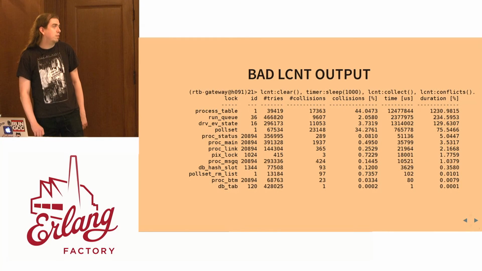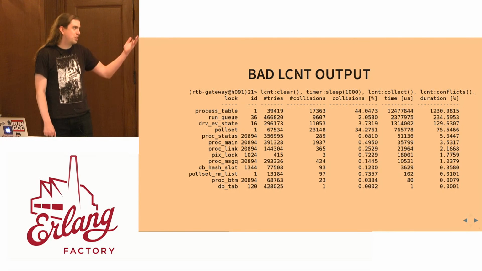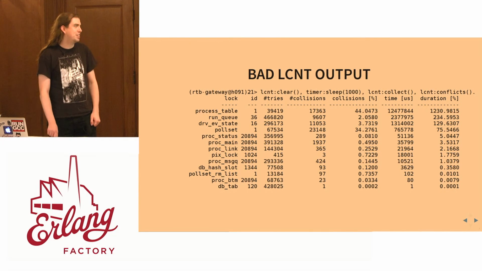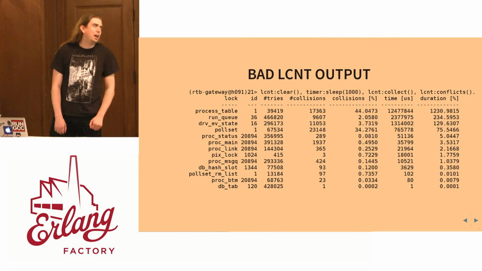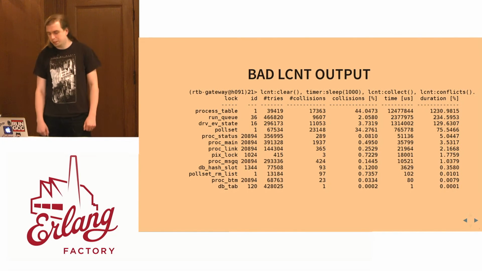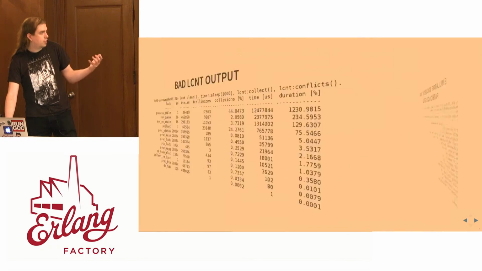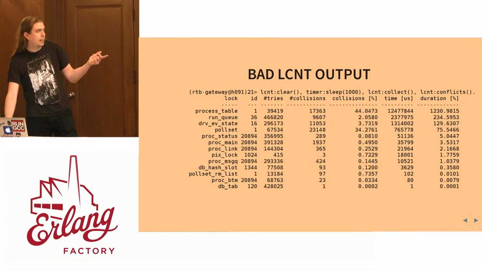This is a good example of bad lock count output, where we have like 44% collisions on the process table lock, and it's a bad scene. So that's actually really useful. That's extremely useful for diagnosing some performance problems. But I'll talk about the caveats of it in a second.